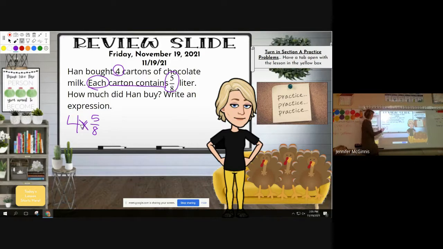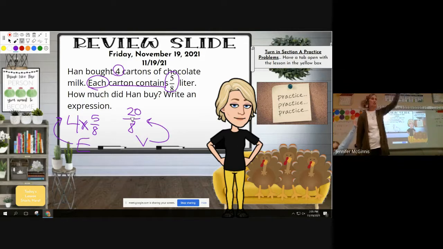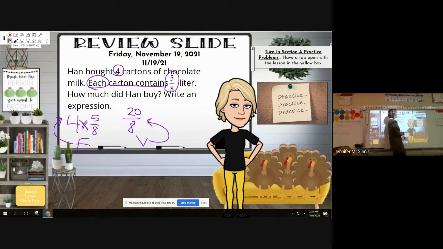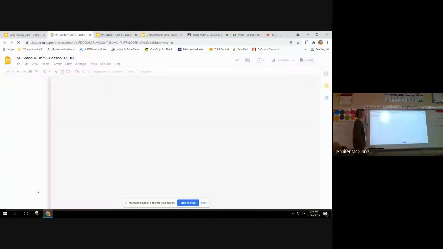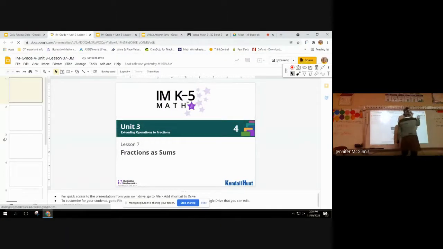Tell me your value again. So this is our expression, right? What's our value here? 28. Very nicely done. Raise your hand if you got 4 times 5/8 equals 28. That's what you should have had on your paper. Very nicely done. Are you doing a good job following the directions on the banner? Is that working out okay? Do you have a tab for the lesson pulled up already? Awesome.